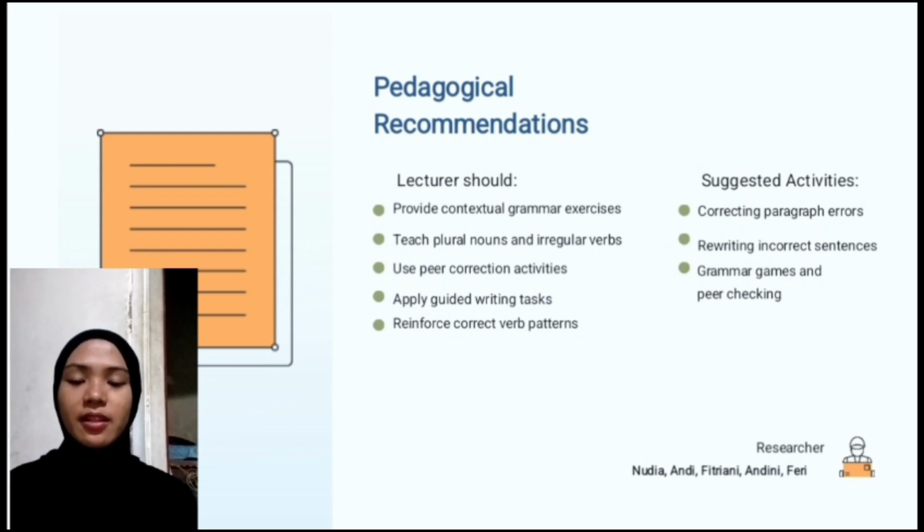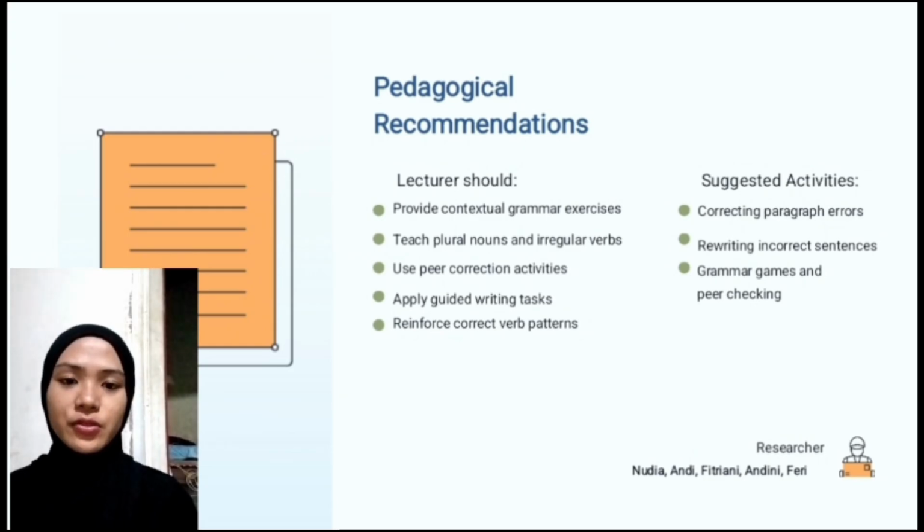Based on the findings, lecturers should provide contextual grammar exercises to help students understand grammar in real situations. Lecturers should also teach plural nouns and irregular verbs more clearly because these errors appear frequently in students' writing. Another recommendation is using peer correction activities. This can help students learn from each other's mistakes. In addition, guided writing tasks are important to improve students' writing skills step by step.